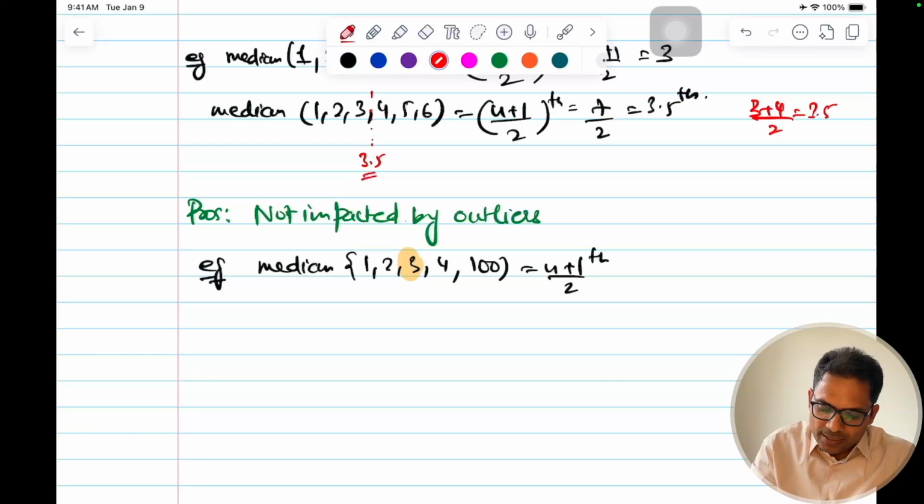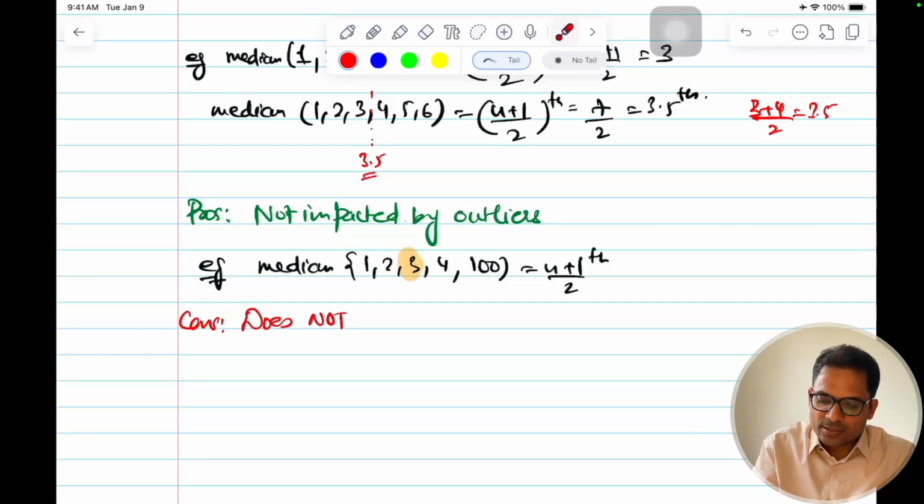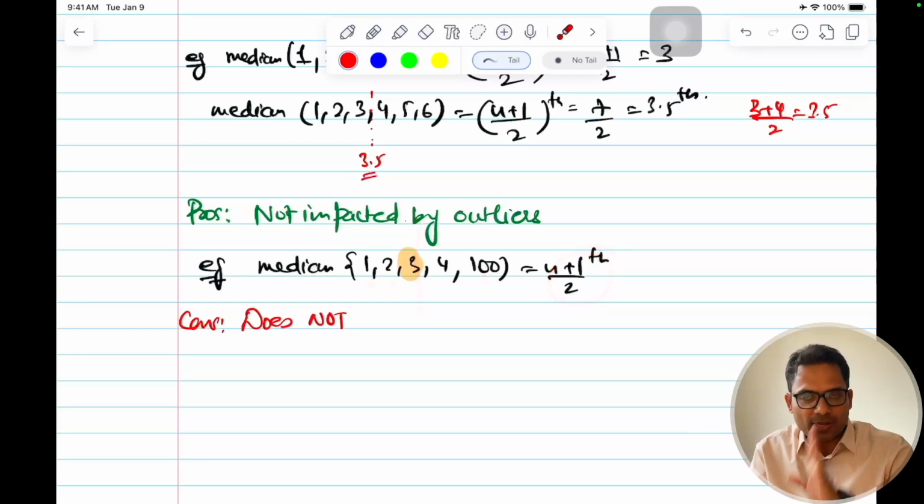We are looking at the middle element. It does not take into account all the values. It is just taking the middle value, just finding one value which is there. It is not taking into account other values. So that's a con. It is not talking about other values.